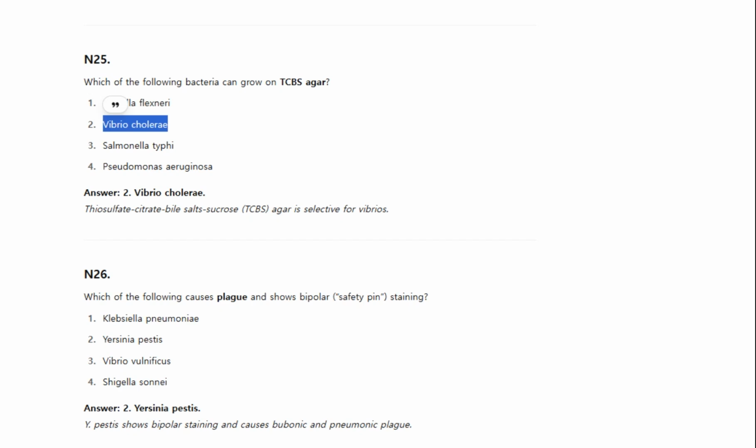N26. Which of the following causes plague and shows bipolar safety pin staining? 1. Klebsiella pneumoniae. 2. Yersinia pestis. 3. Vibrio vulnificus. 4. Shigella sonnei. Answer: 2. Yersinia pestis. Why? Pestis shows bipolar staining and causes bubonic and pneumonic plague.